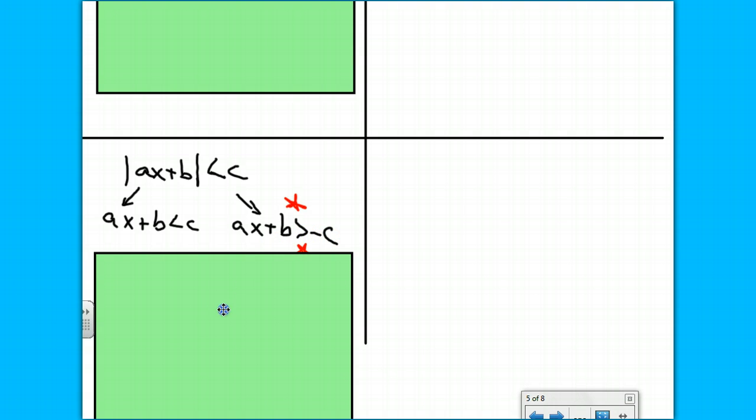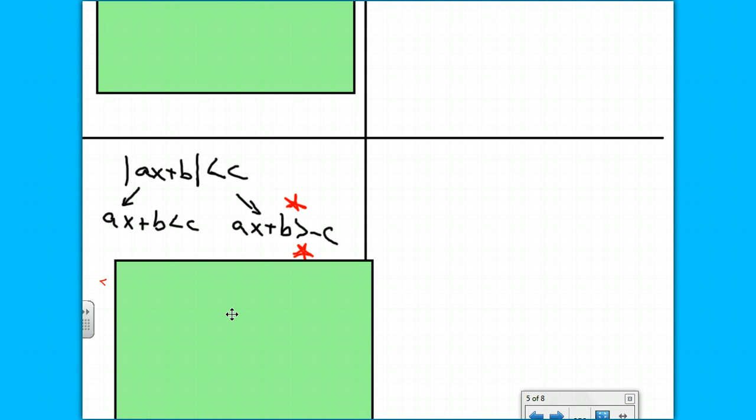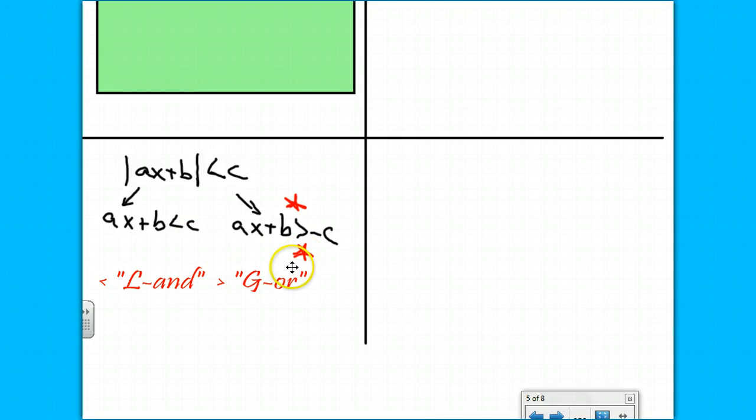So we learned that if it's a less than sign, it ends up giving us what type of inequality? An and or an or? Less than, and, right? Greater than, or, okay? So if it starts with a less than sign, you're going to have a segment with two endpoints. And if it starts with a greater than sign, you're going to have two opposite rays, okay, with endpoints.